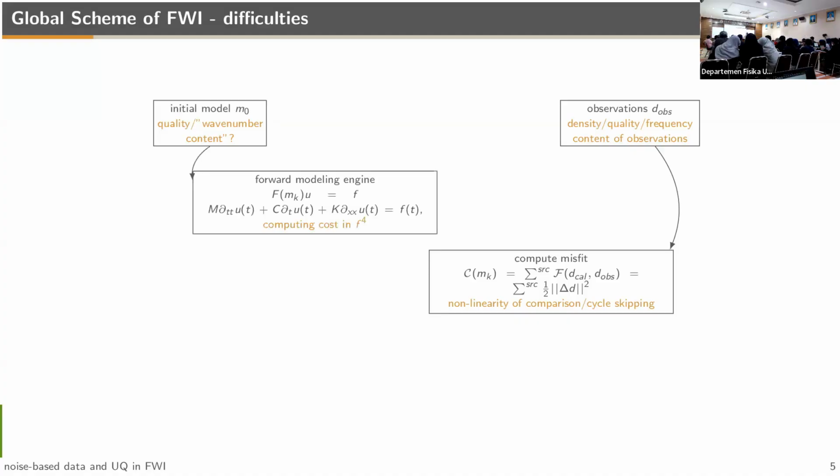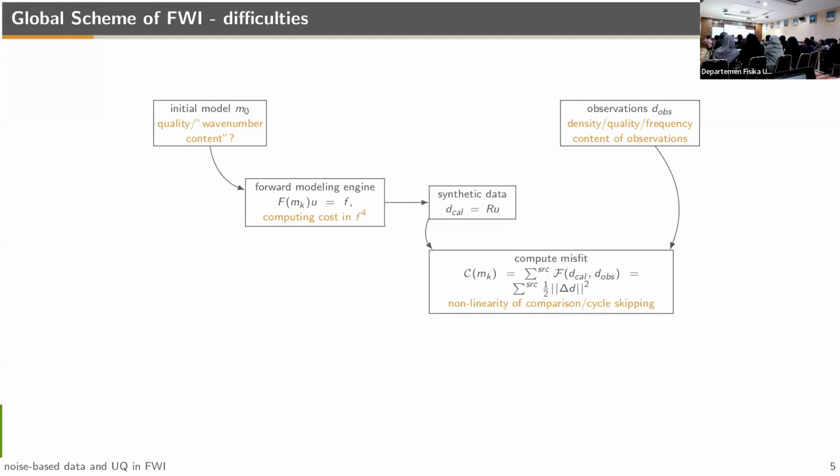From the model, we need to solve the wave equation. So that means solving the 3D wave equation in acoustic or elastic medium, which is a quite mathematical and computationally intensive task, with a computing cost which increases with frequency to the power 4. So you see that if we double the frequency, we multiply the computing cost by 16, which is quite a difficult problem to solve. From this forward modeling engine output, we can have the synthetic data to feed the misfit function.